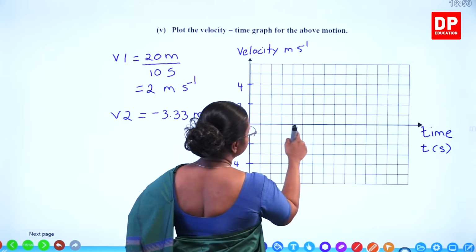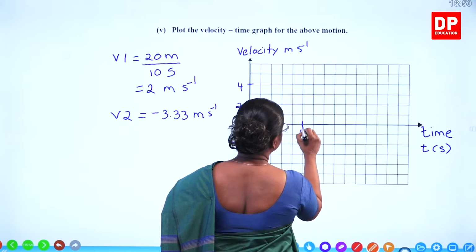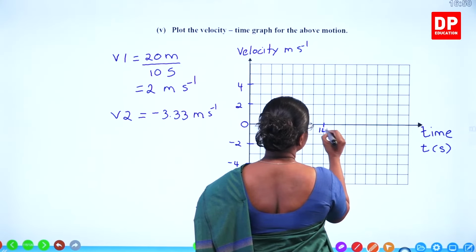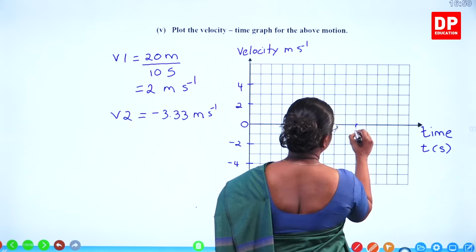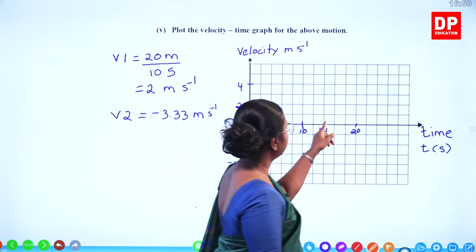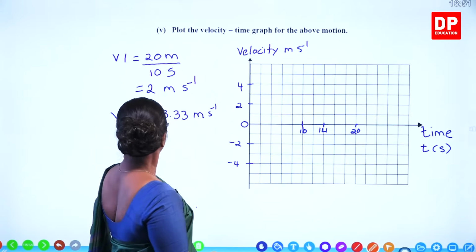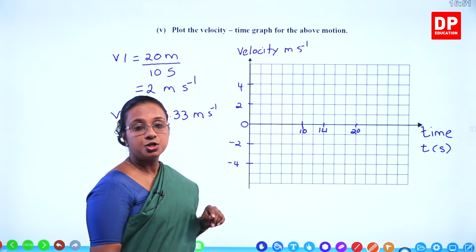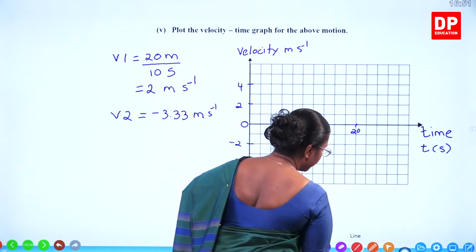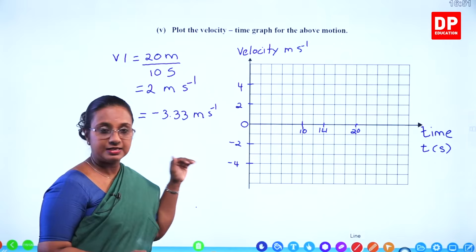So, initially it's going to be 10 seconds. Then we have the 14 seconds and 20 seconds. So, 10, 14 and 20 seconds are marked. So first part of the motion velocity is 2 meters per second. That is this value. Therefore, that is going to be a constant or uniform velocity for the first 10 seconds.